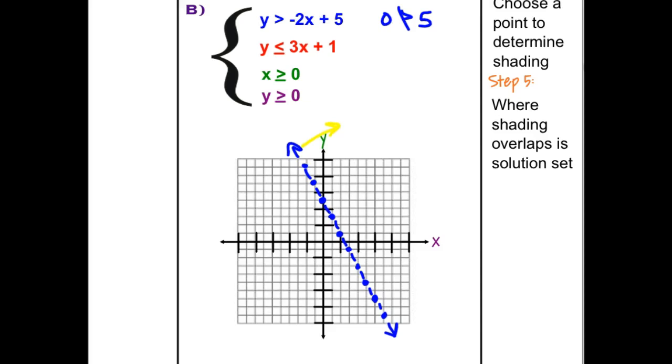Then I've got y less than or equal to 3x plus 1. So we go up 1, and then we have a slope of positive 3. So we go up 3, right 1, up 3, right 1, up 3, right 1. And I'm going to just finish because I need to have a line that's accurate. And this one is a solid line because it is less than or equal to.